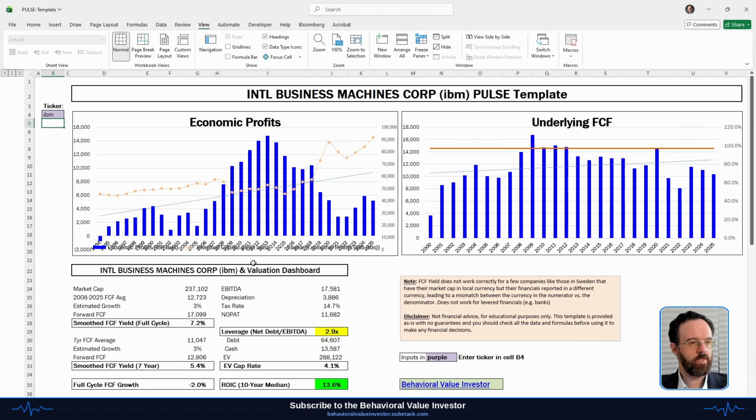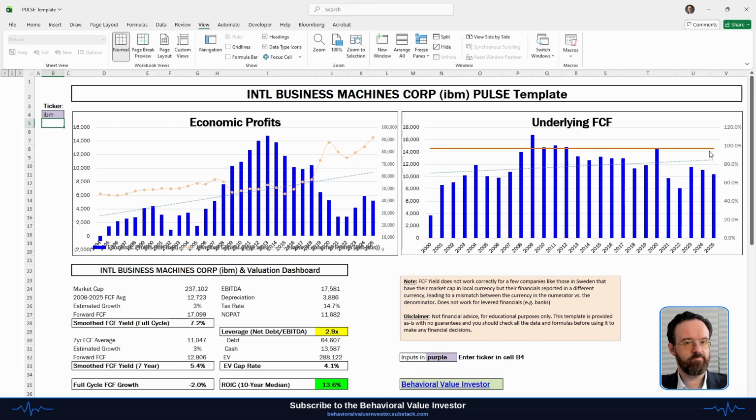And here we go. So we have an economic profit chart that tells us a pretty interesting story, right? So this is IBM that was doing well. Economic profits were rising. Economic profits started to fall and kind of stabilize in recent years. So you can see this is a company that, probably, the economic profits chart is telling you, is in its maturity. Underlying free cash flows are okay. They're positive. That's good. However, they're not really growing. They're kind of flat to down over time.